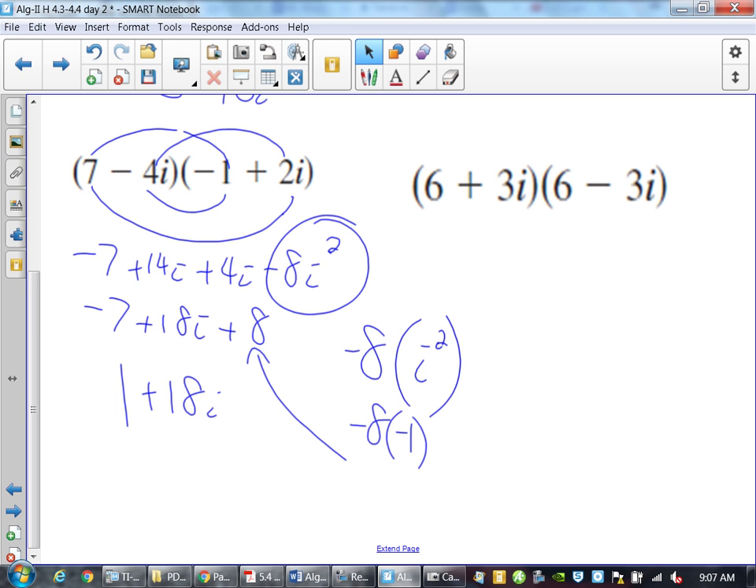Can we get our homework now and start working on it with you here? We're not done yet. We're going to do this one, then I have to show you multiply by conjugates.